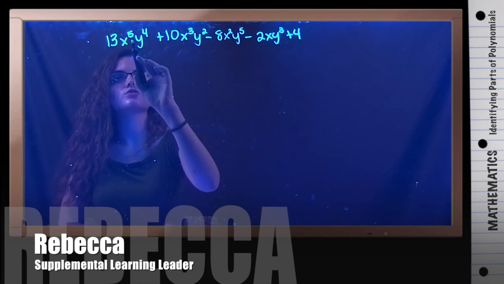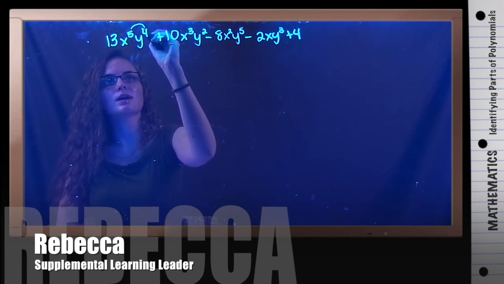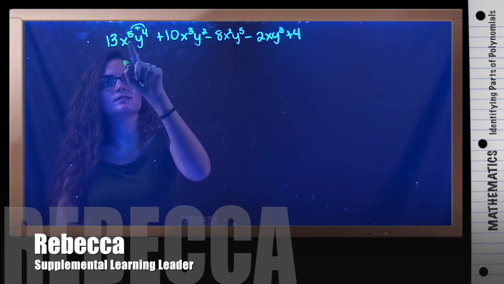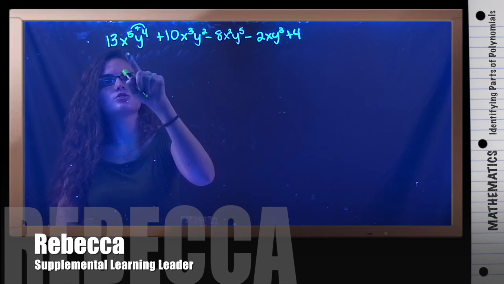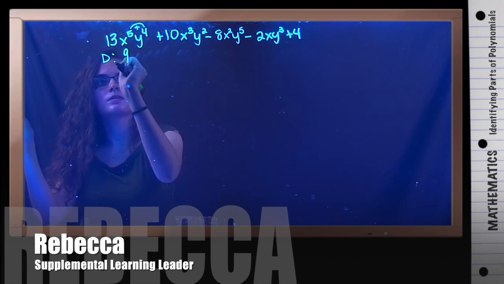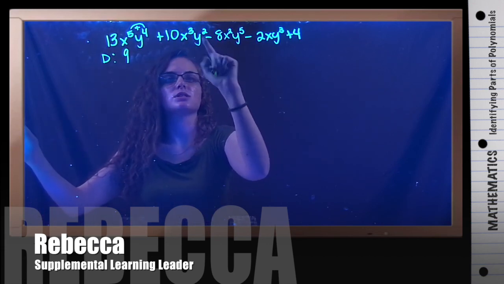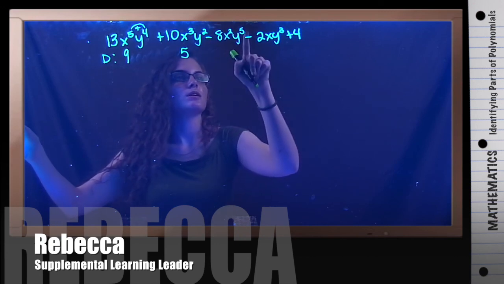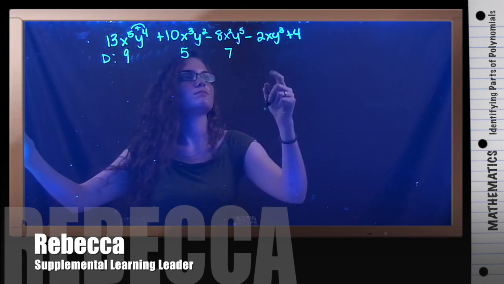So remember that the degree is always going to be the exponents in that term added together. Because x has an exponent of 5 and y has an exponent of 4, the degree of this term will be 9. Now, on this one, we do 3 plus 2. The degree of this term is 5. This one is 5 plus 2, so we have 7.